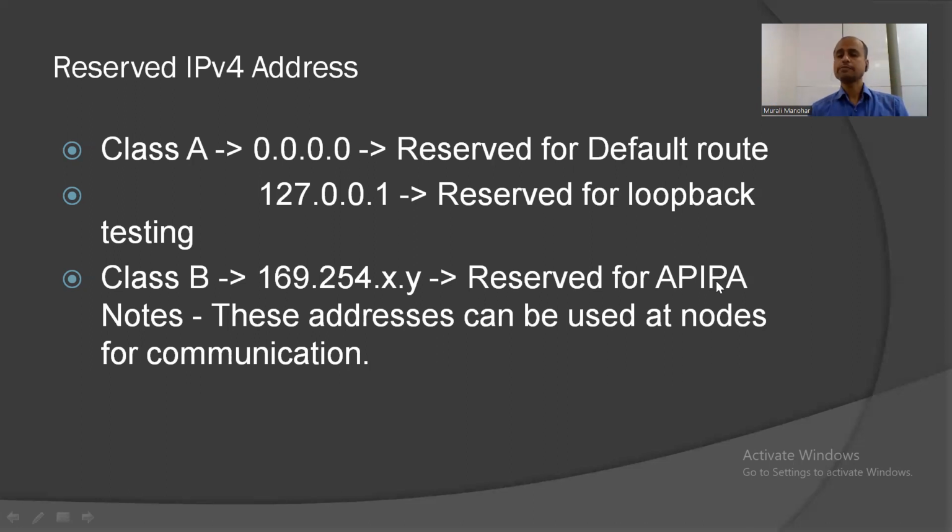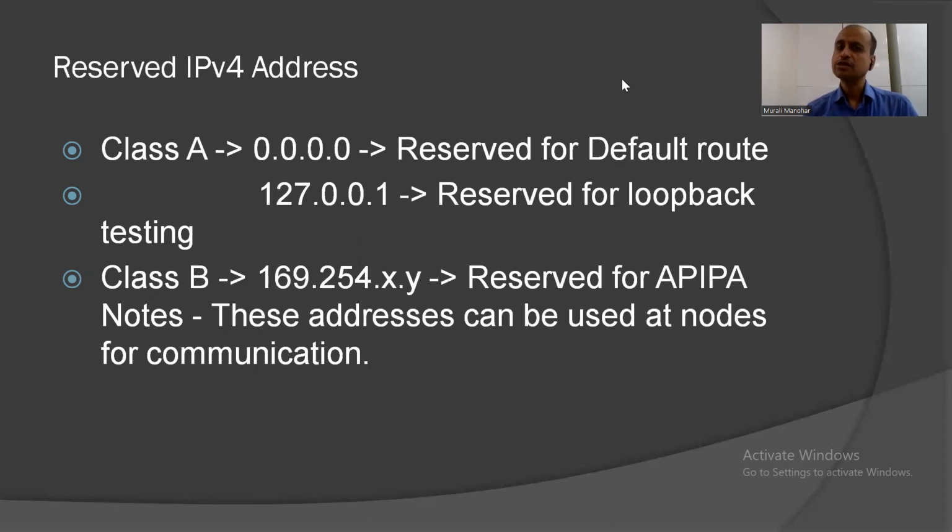If you assign this IP address manually to different nodes, you can also communicate with it. But mostly we don't use this IP address. Why? Because if any node in your network is trying to get an IP address from DHCP and is not getting it, in that case, it can assign itself an IP address from this range automatically. So these three ranges are reserved in IPv4.